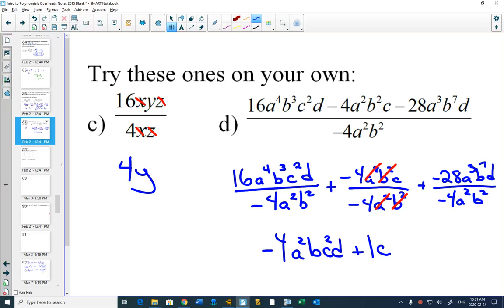The last term. Negative divided by negative. Will it be positive or negative? Positive. 28 divided by 4. 7. How many A's are going to be left, and where are they going to be left? 1A. And then how many B's are left? 5 on the top. And 1D.